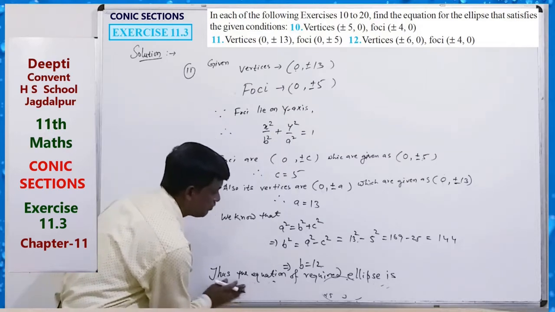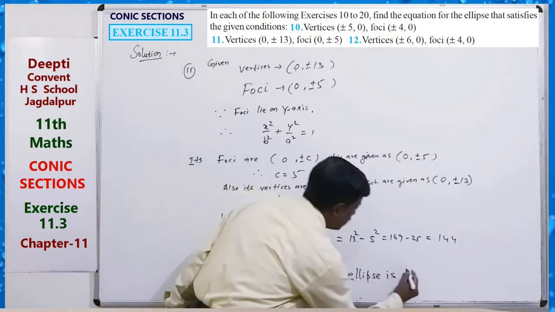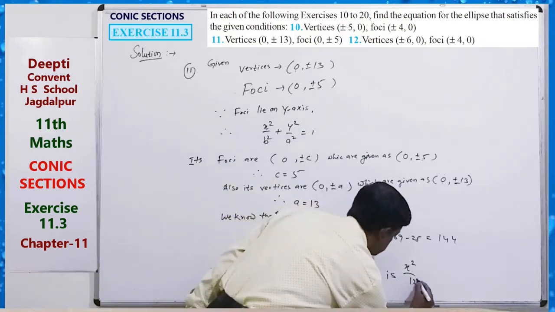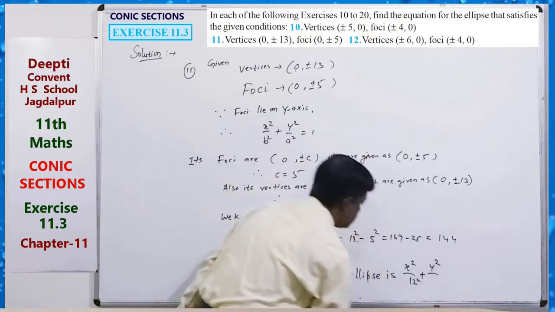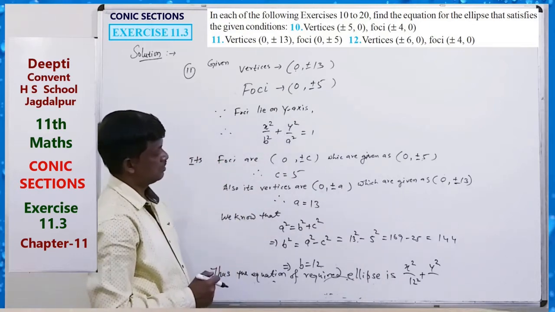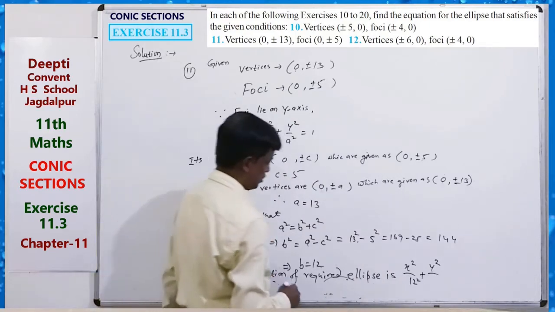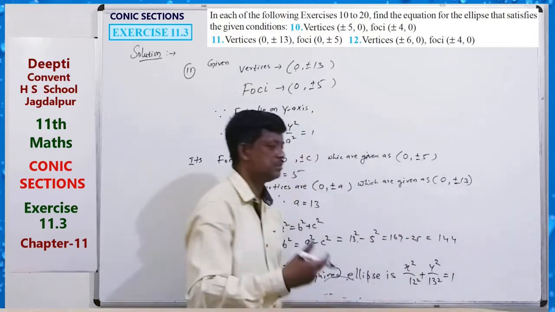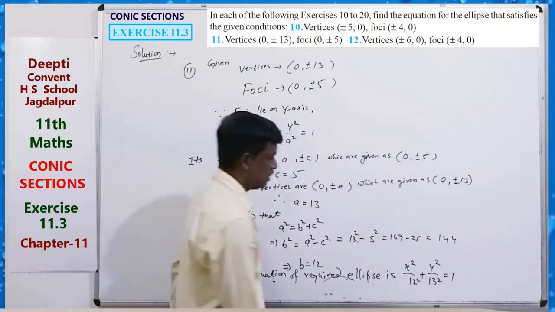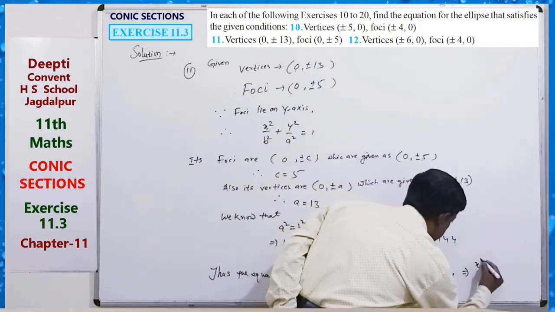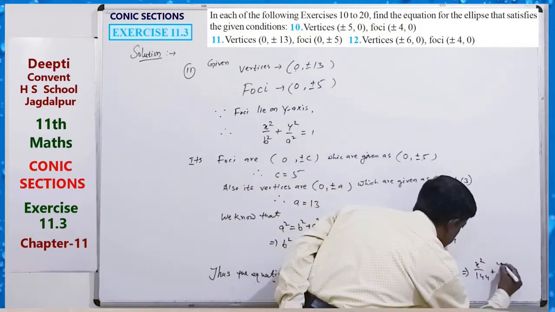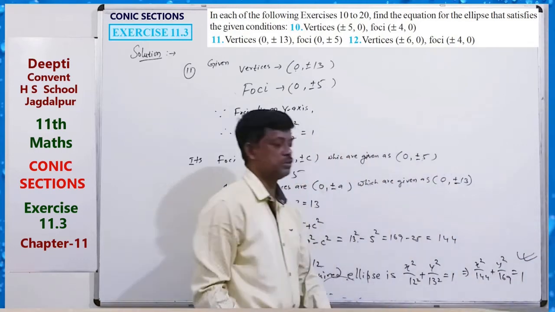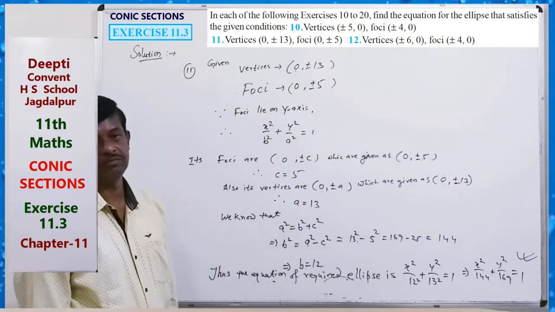x square by b square, 12 square, plus y square by a square, 13 square, equals 1. So this is the equation of the ellipse. You can also write it in the format x square by 144 plus y square by 169 equals 1. This is the equation solution in standard form.